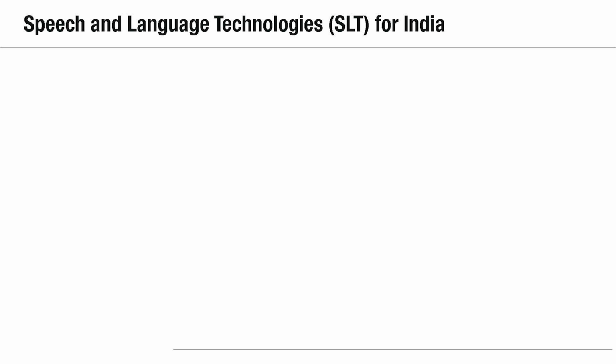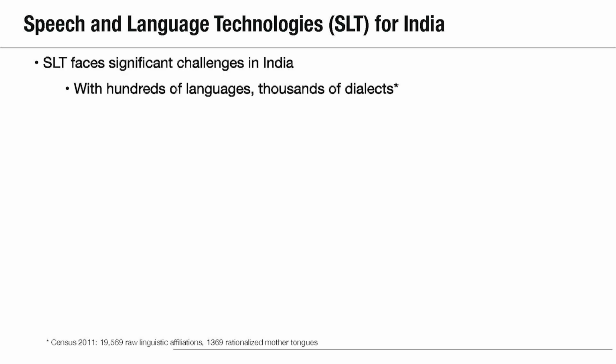Okay, so let's go from end-to-end to what is the status of using these end-to-end models for speech recognition and other language technologies for India. So again, the big challenge in India is that you have so many languages. Of course you have 22 official languages, but you have hundreds of scheduled languages, thousands of dialects. And this is the account from the census 2011. There are 1,369 mother tongues and 19,000 linguistic affiliations in India. Okay, so this is the kind of diversity that we are talking about.